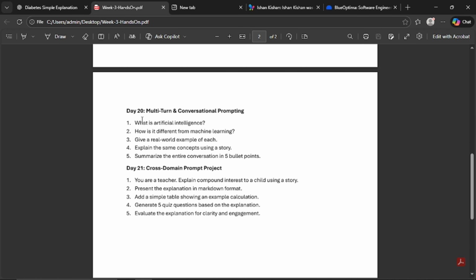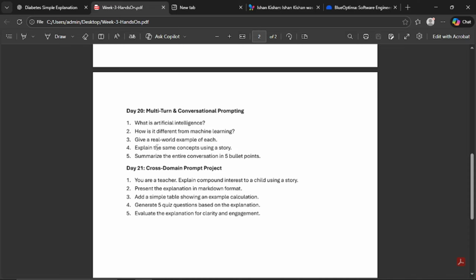Now the next one is the multi-turn conversational. So you'll ask ChatGPT what is artificial intelligence. Then you'll ask how is it different from machine learning. Give a real world example of it. So a common topic is converted into a conversation.